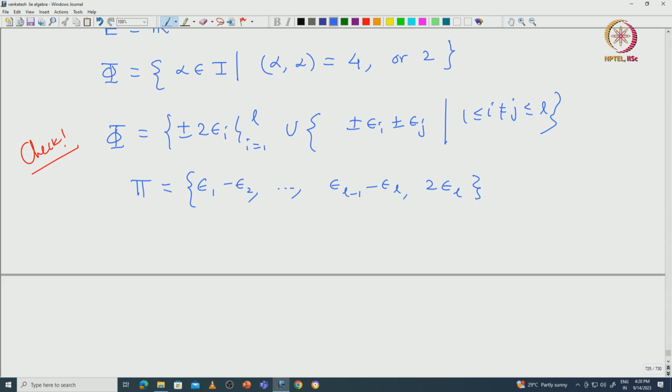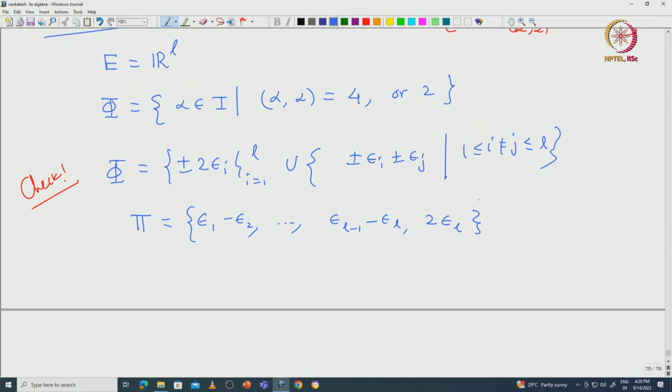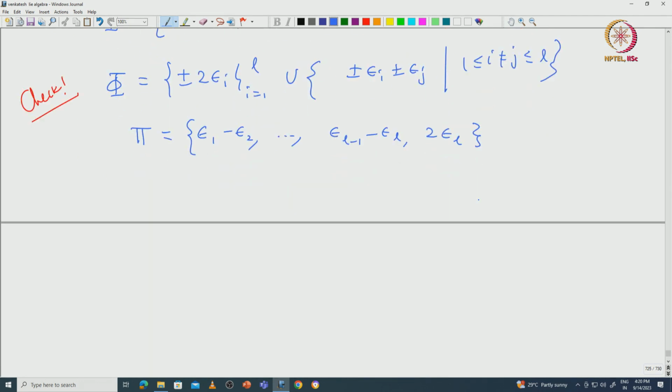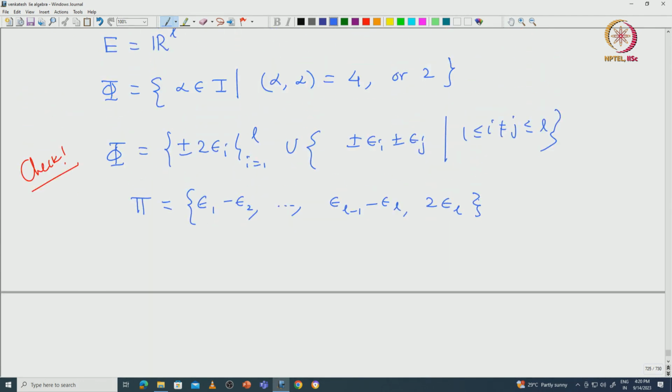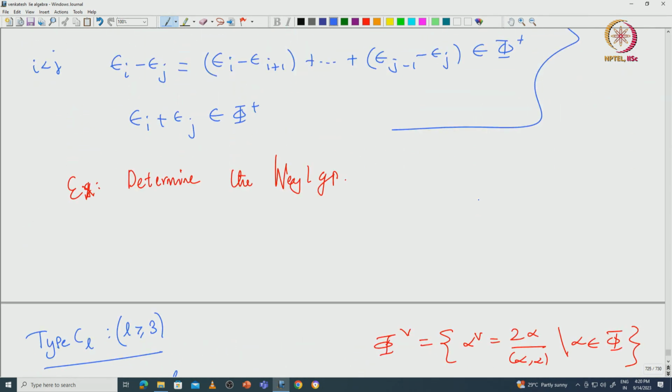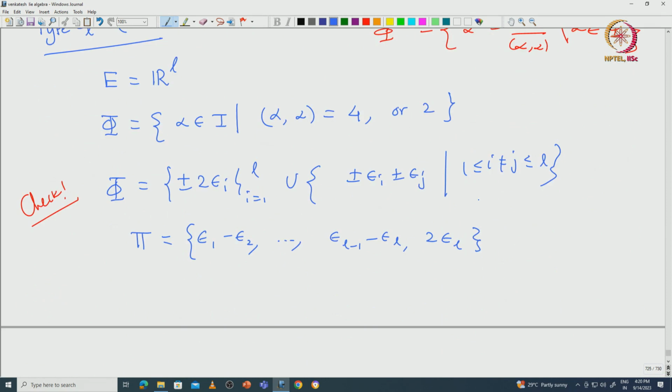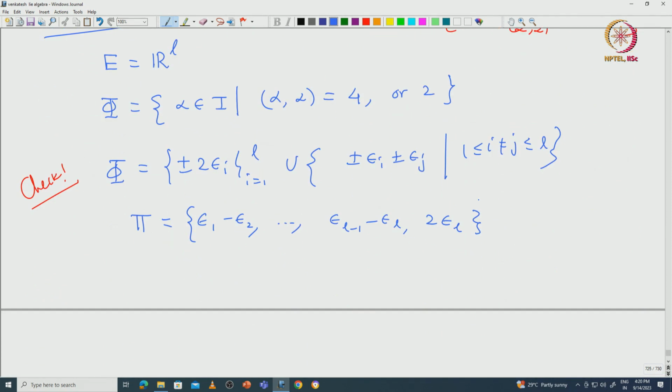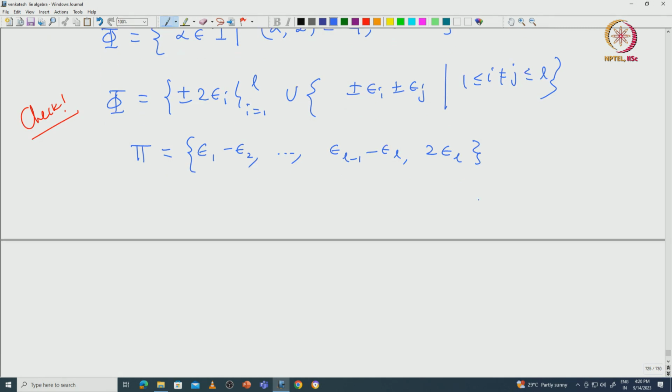So, this is just the dual of the base that we had for B L. Okay. So, now again the Weyl group of C L will be isomorphic to the Weyl group of B L. In this case you can explicitly determine the action and then see there is a natural isomorphism between them, that I will leave as an exercise.